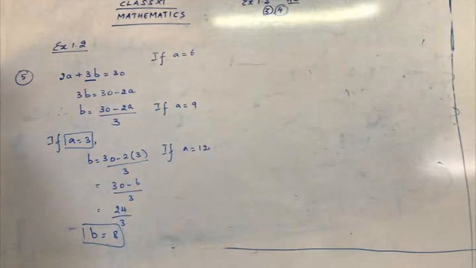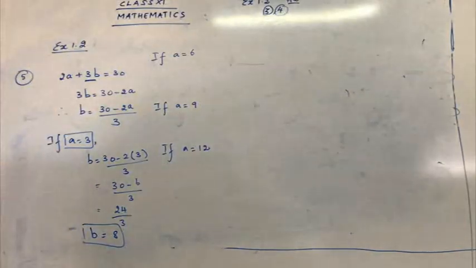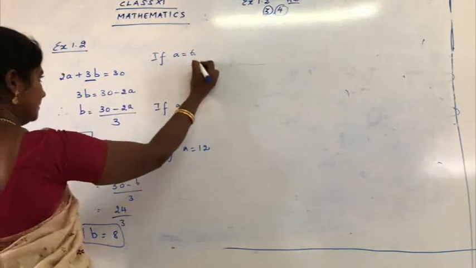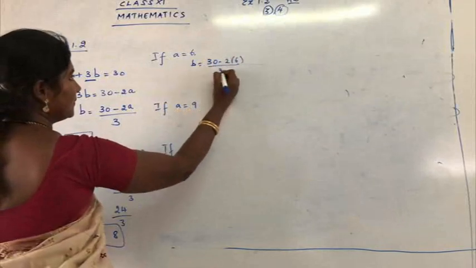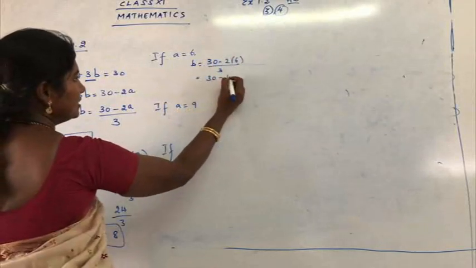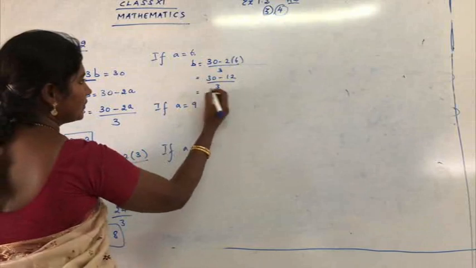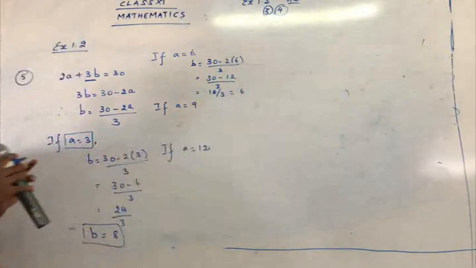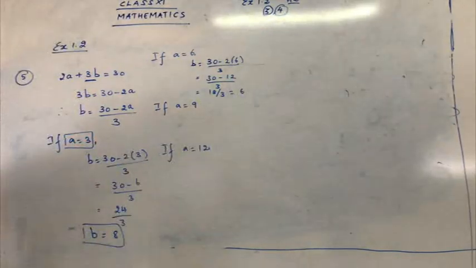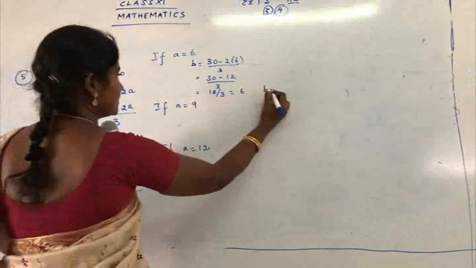Have you done, children? Okay, so if A is equal to 6, what's the answer for B, children? It's 30 minus 2 into 6 upon 3. So 30 minus 12 upon 3. So it's 18, yes? 18 by 3, you get 6. So if A is 6, B is equal to 6.